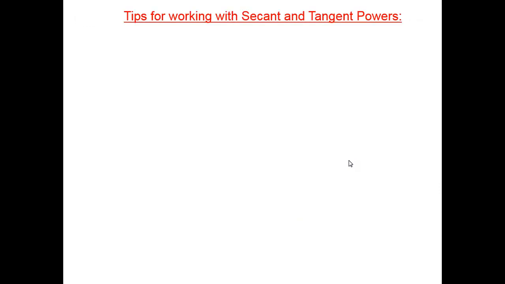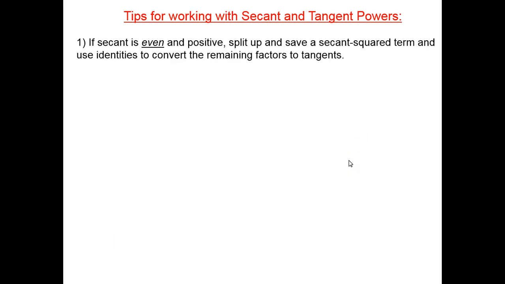Okay, so let's run through some tips or some general rules for working with these secant tangent powers. The first one is what we had in the first example. If secant is an even power, try splitting it up and saving a secant squared term and converting the rest to tangents. That will allow us to let u equal tangent, and the derivative is that secant squared term that we saved.